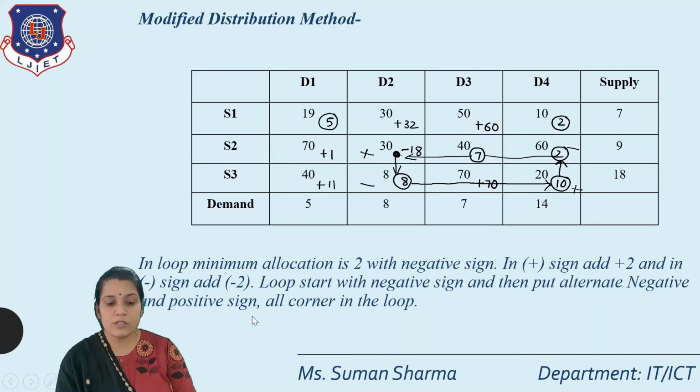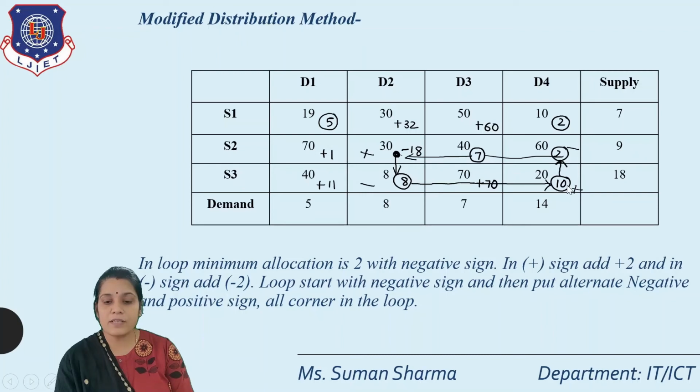Okay, so here the minimum number is 2. So here we write the negative sign: 2 minus 2 equals 0. That means this allocation we ignore because it is a 0 value. Again here is the positive sign, so here we consider the 0 allocation: 0 plus 2. Why? Because here we write the positive sign. Next is the negative sign. So negative sign, that means what? 8 minus 2, 6. And here is the positive sign, so 10 plus 2 is equal to 12.